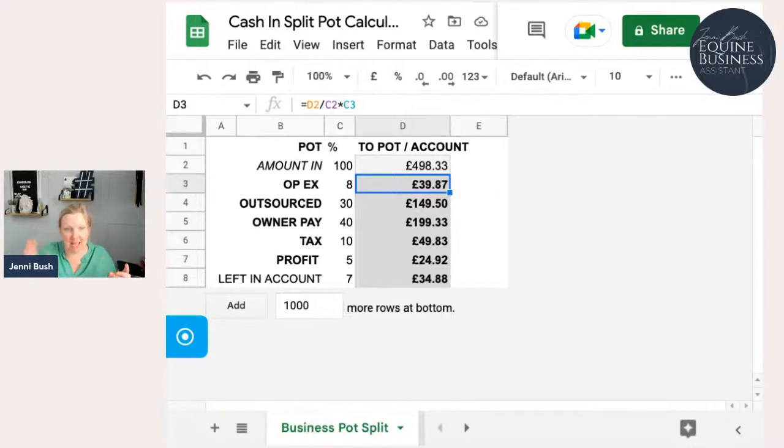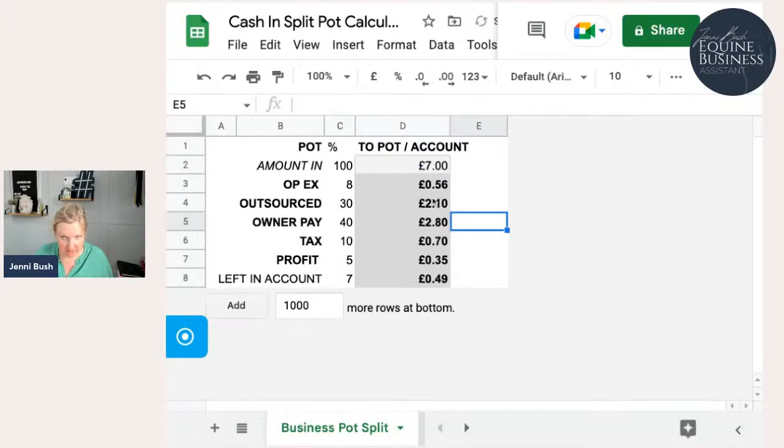And I do this with every single amount of money, no matter how big, no matter how small. So if, like today, I've only had one person pay me £7 for the Stable Foundation Hub, I'm going to do this even with £7. Literally, it doesn't matter how much I get. I'll go, right, £7 in, this is how much goes into each pot. So say, for example, I've had £500 in today.